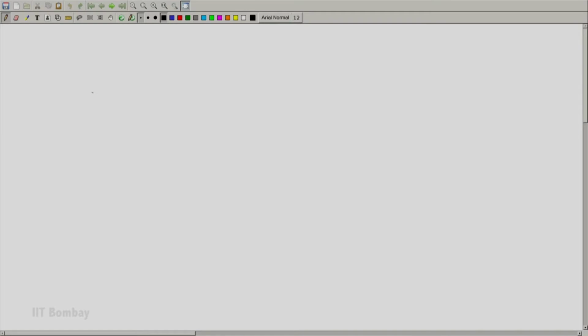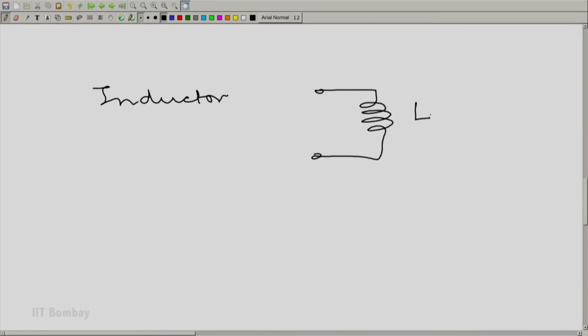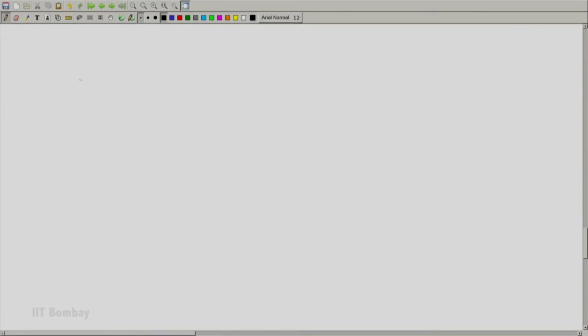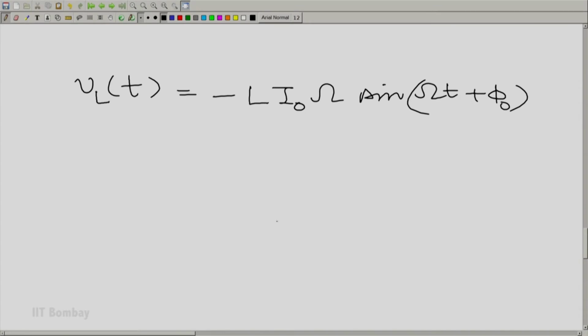Let us take a physical example where this becomes necessary. Let us take a simple inductor across which we know the current to be sinusoidal, and let us find out the voltage. Let the inductor have value L in Henries. Let the current in the inductor be i_L(t), and let the voltage across the inductor be v_L(t), whereupon v_L(t) is L di_L/dt. Let i_L(t) be sinusoidal, whereupon v_L(t) is going to be equal to minus L I0 omega sin(omega t plus phi 0).